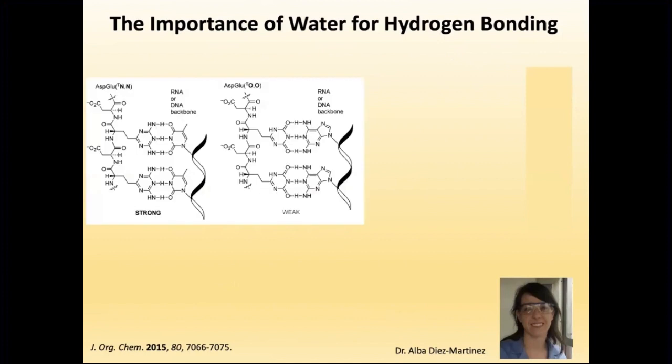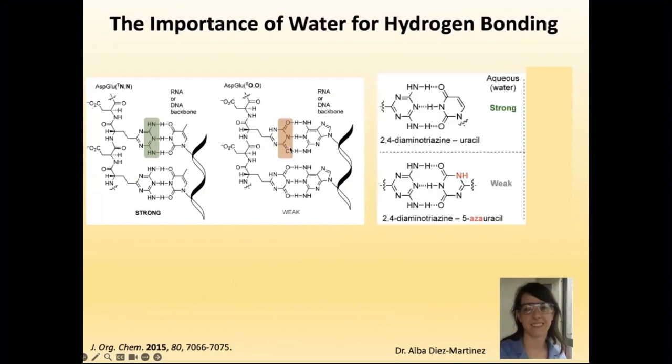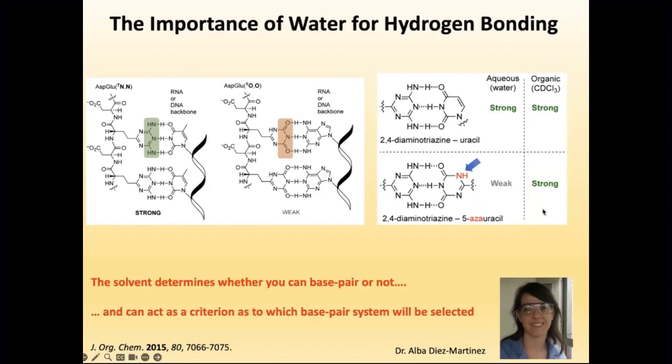So when we started looking at various nucleobase alternatives, what we found was that depending on how you change the hydrogen bond donor or the hydrogen bond acceptor, if you take water as the medium, these systems will show a huge difference, because we have just changed one atom here. But if I put it in an organic solvent, like say chloroform, they both will become strong. That means the solvent determines what sort of a system you can have for base pairings.